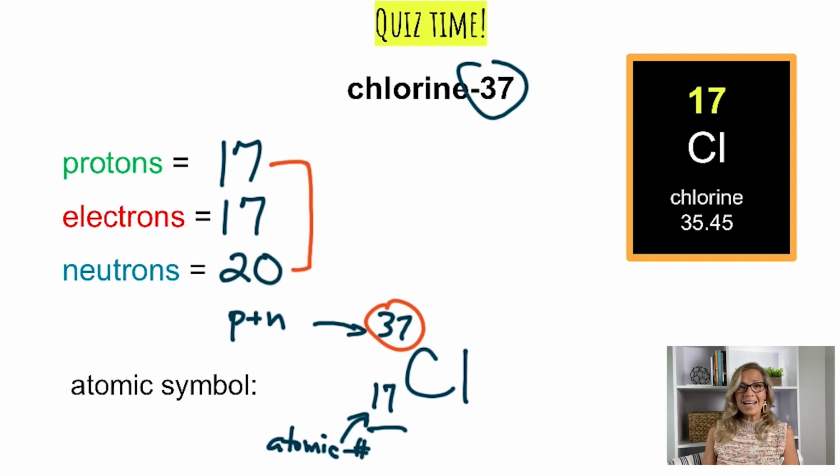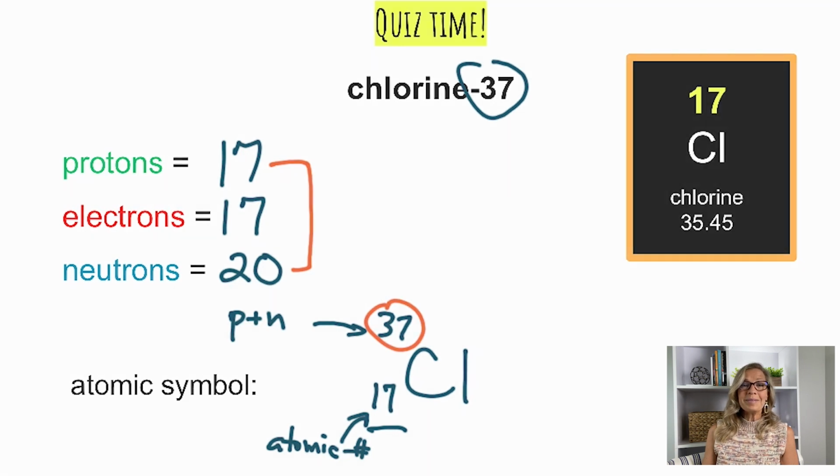Those are all the massive particles. So that's what the mass number is. And then the electrons, do they add to the mass? Not so much. So I hope this helps you get a feel for how to determine the number of protons, neutrons, and electrons for any isotope.